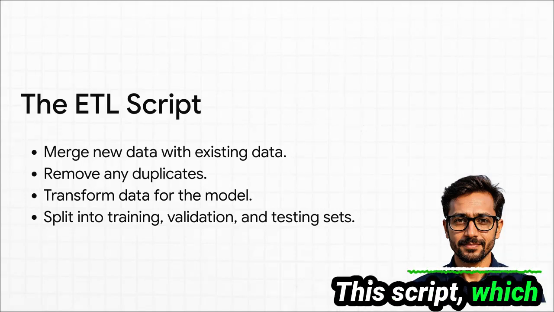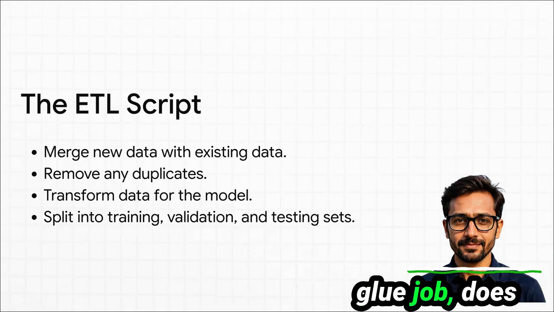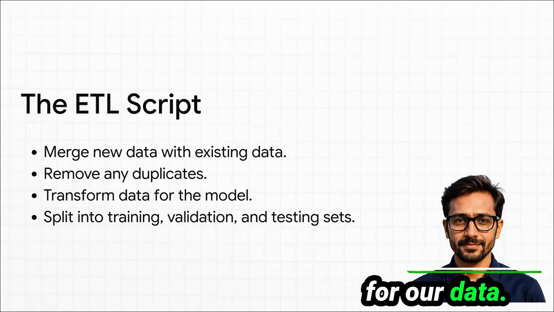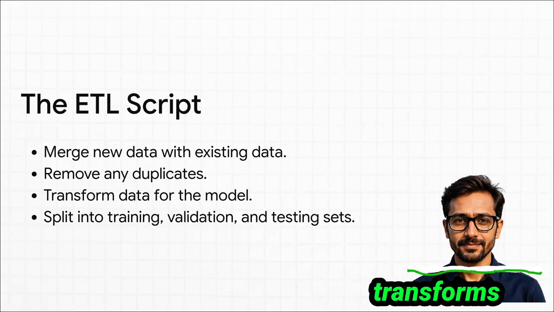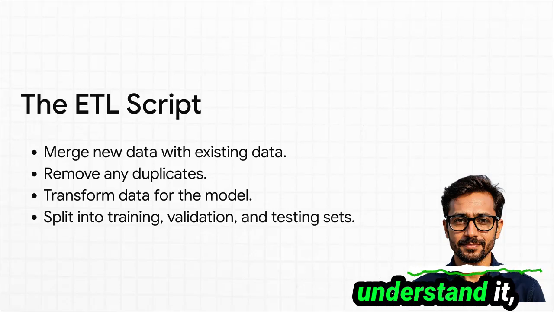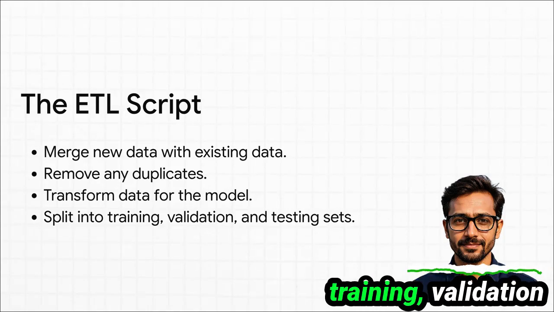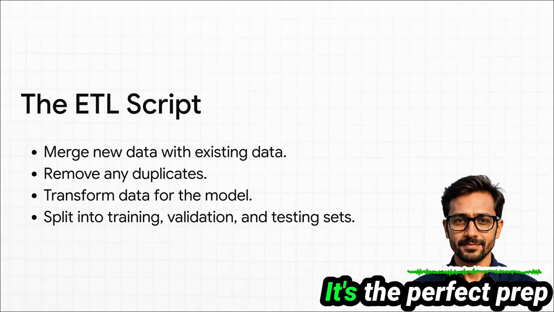This script, which runs on an AWS Glue job, does exactly that for our data. It merges new stuff with old, gets rid of any duplicates, transforms everything so the model can understand it, and then splits it all up for training, validation, and testing. It's the perfect prep work.